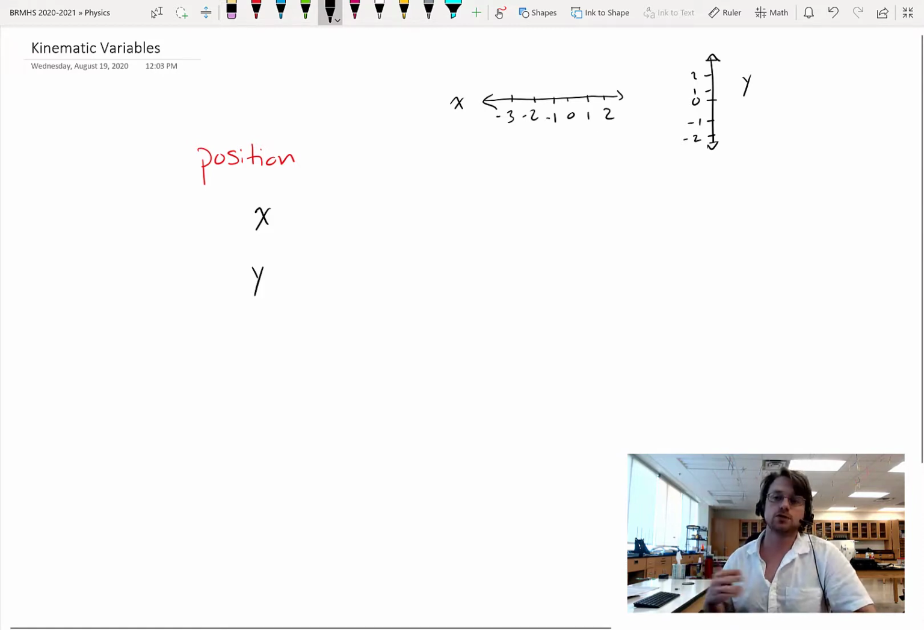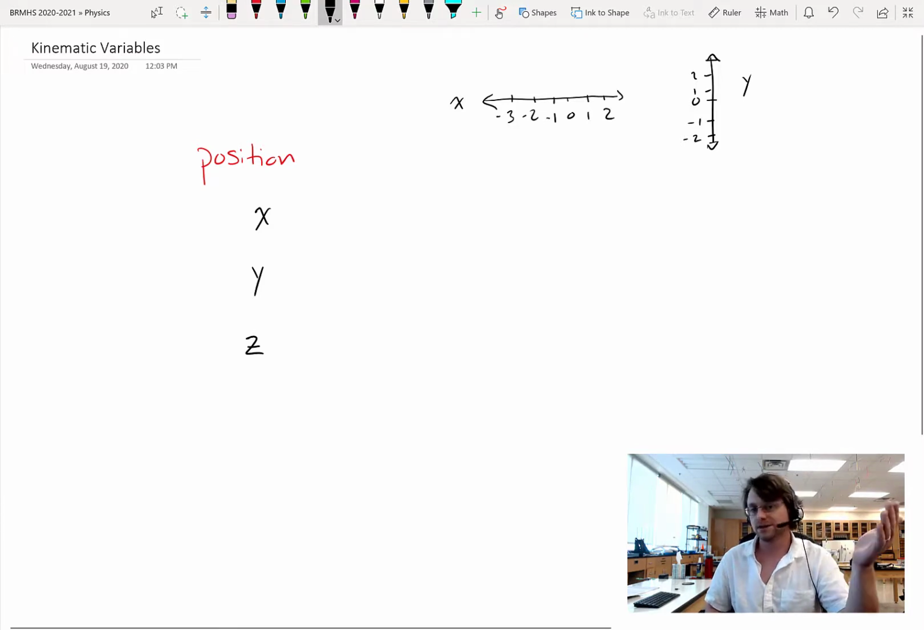We could also, if we have another dimension, because we're actually in a three-dimensional spatial universe, we could have a z dimension. That's how I always will write z. We don't get to the z dimension for a while, so that's not really a big thing for us to look at right now.